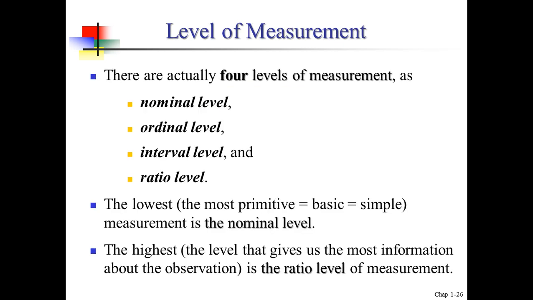Okay, last point of this chapter: levels of measurement. To measure data in statistics, we usually use 4 levels of measurement: nominal level, ordinal level, interval level, and ratio level. This is from the lower level to the upper level. So which one is the lower level? Nominal level is the lowest. The most primitive, basic, or simple measurement is the nominal level. The highest level, which gives us the most information about the observation, is the ratio level of measurement.